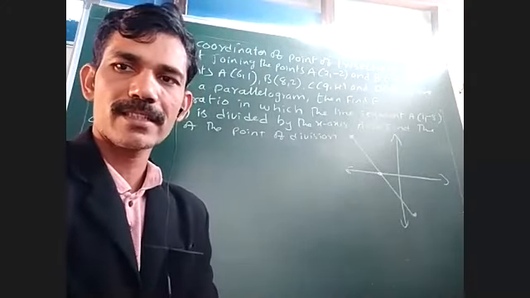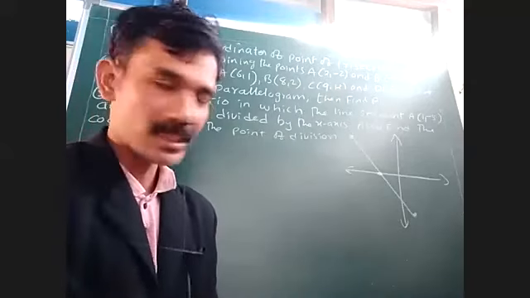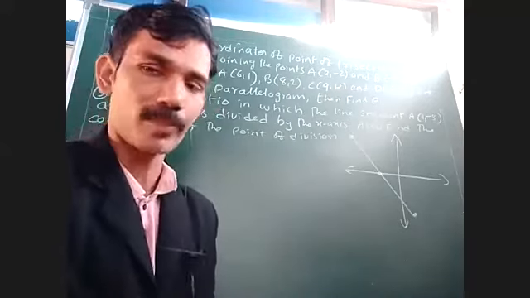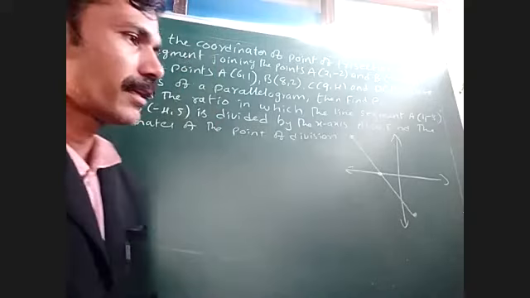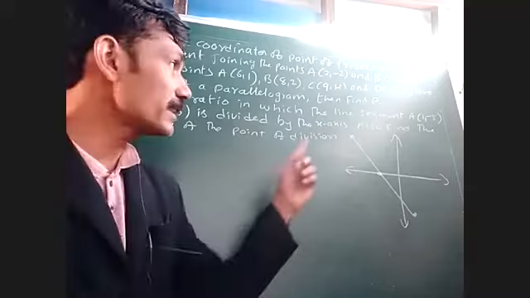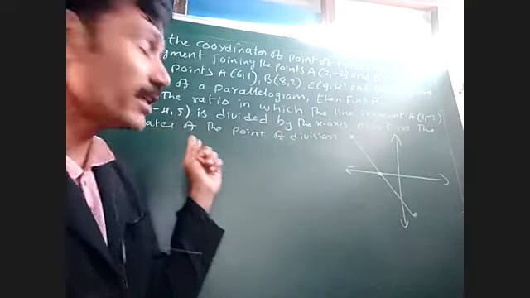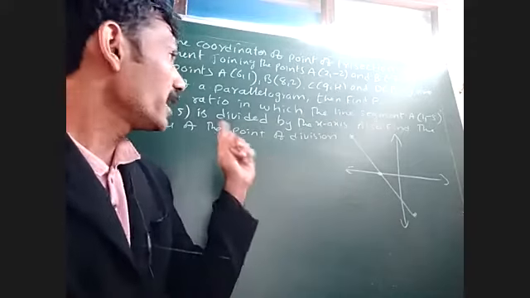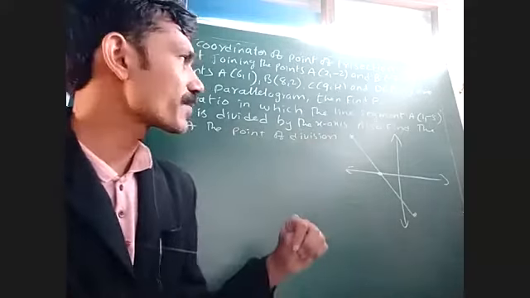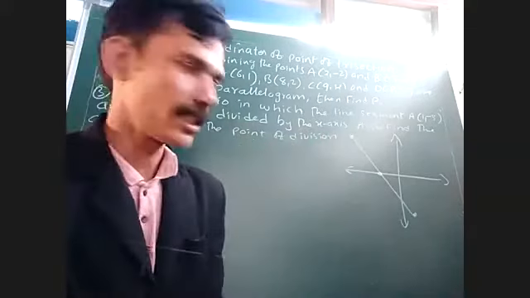Now we will discuss three ideal questions in the coordinate geometry chapter using the section formula. First problem is like this. Find the ratio in which the line segment A (1, -5) and B (-4, 5) is divided by the x-axis, and also find the coordinates of the point of the division.